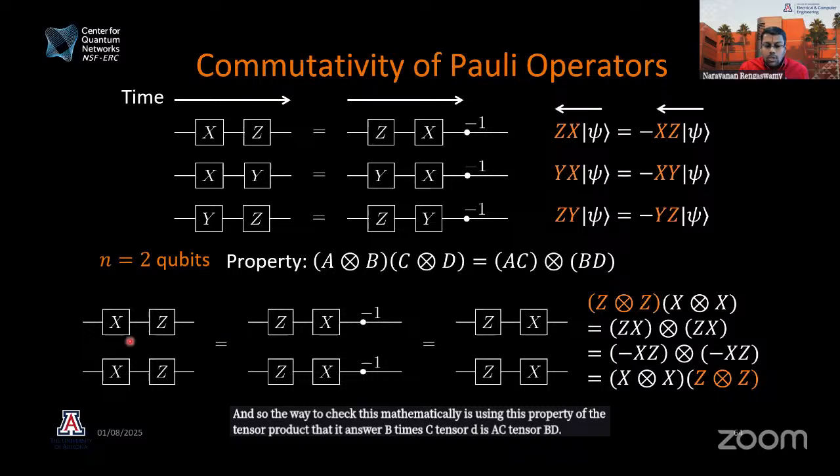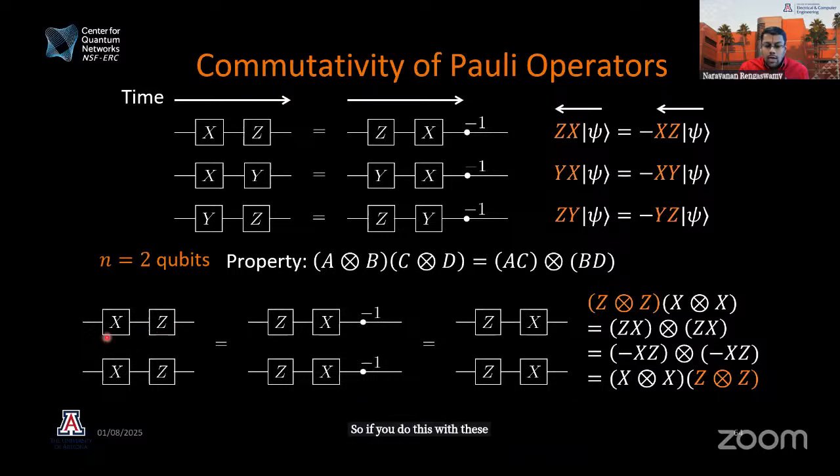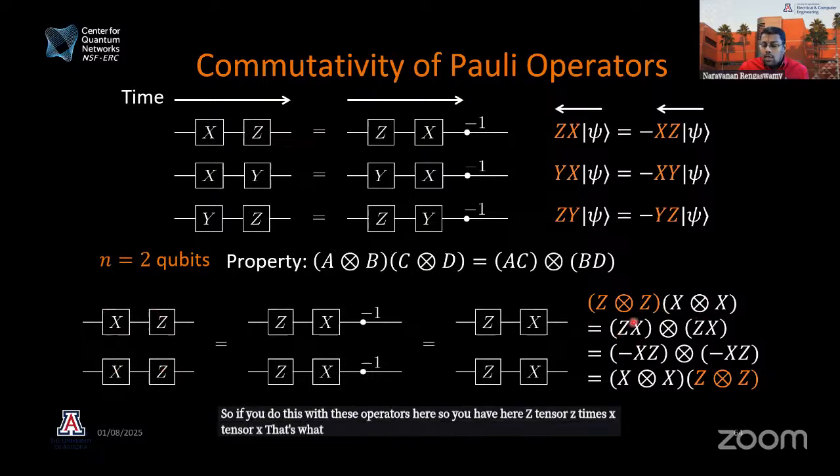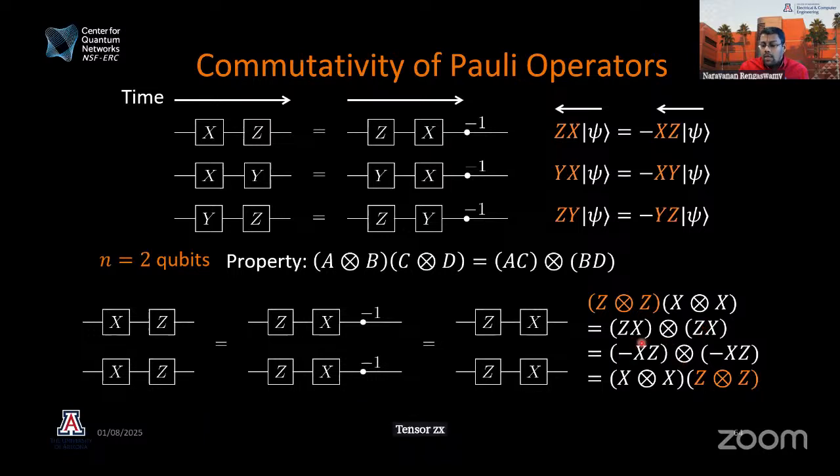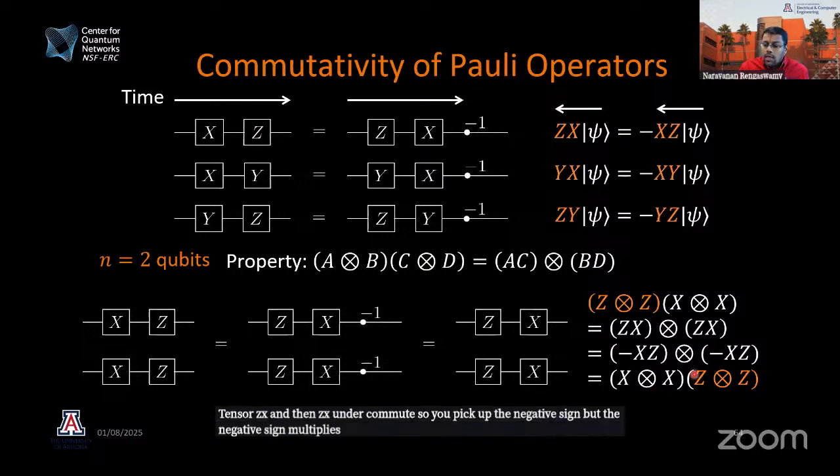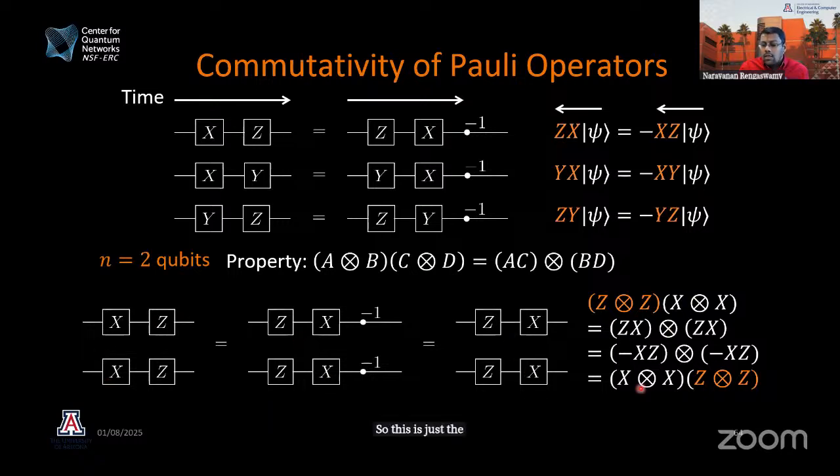So if you do this with these operators here, so you have Z tensor Z times X tensor X, that's what is here. And then you can apply this property that becomes ZX tensor ZX, and then ZX anti-commute. So you pick up the negative sign, but the negative sign multiplies to become a positive sign, and then you can write it separately as this tensor product. So this is just the circuit notation, and this would be the mathematical way of writing it.